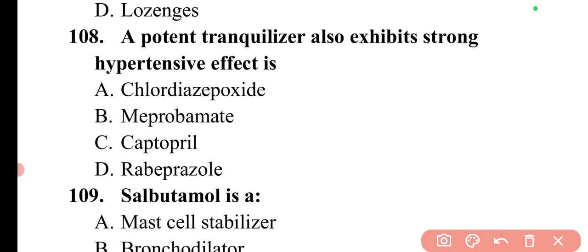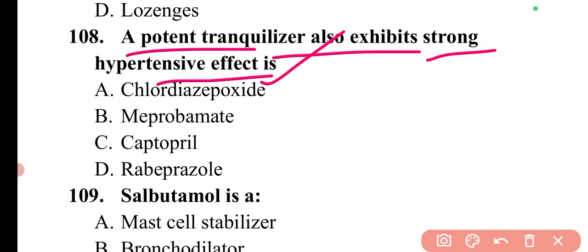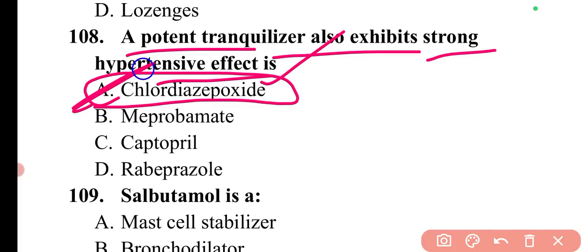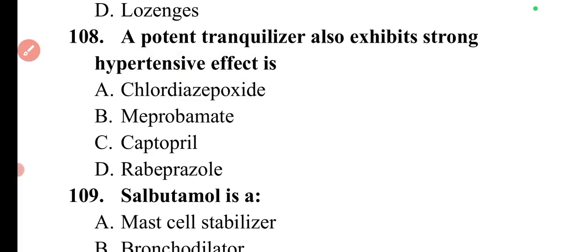Next question is, a potent tranquilizer also exhibiting strong hypertensive effect is. So a tranquilizer which is having hypertensive effect is chlordiazepoxide. So here option A is correct.